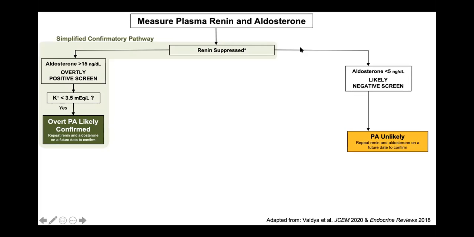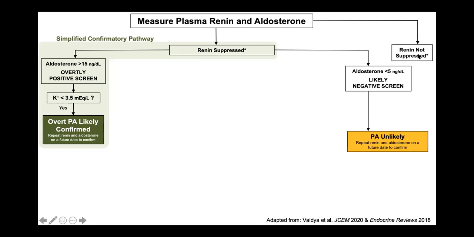If the renin is suppressed and the aldosterone is less than 5 nanograms per deciliter, very low subjectively and by almost every standard, this is likely a negative screen and you've excluded the diagnosis of primary aldosteronism. To be certain, you can repeat the renin and aldosterone on a separate date in the small chance that this was a false negative. Another way to exclude the diagnosis is if the renin is not suppressed.